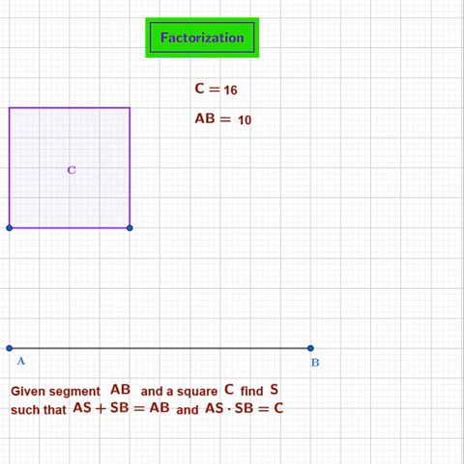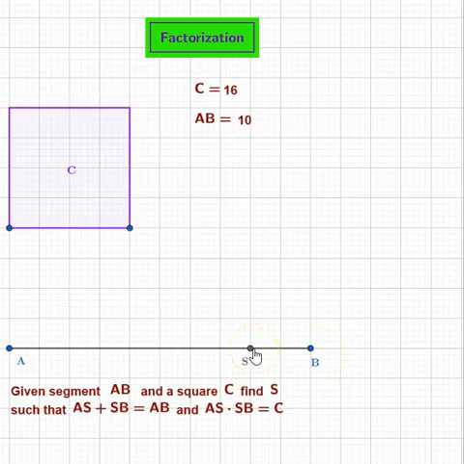Let us look at factorization, a very important concept. What this means is basically that given a magnitude AB and an area C, or in other words, another magnitude C, we have to find a point on AB, say S, such that AS times SB is equal to C. And actually, which also means that AS plus SB is equal to AB.